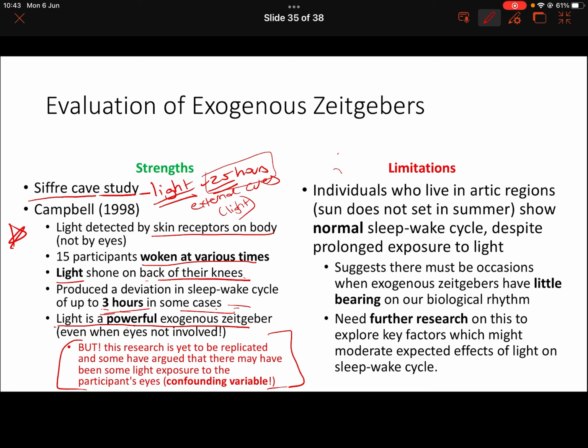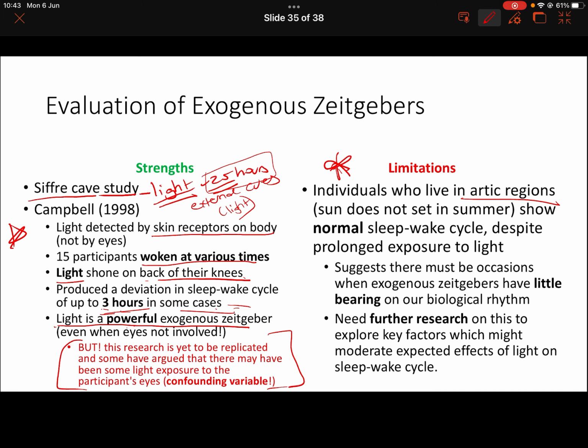Other key issues with research into exogenous Zeitgebers is that they don't have the same effect in all environments. The experience of people who live in places where there is very little darkness in summer and very little light in winter tell a different story from the usual narrative. For example, the Inuits in the Arctic Circle are said to have similar sleep-wake patterns all year round, despite spending almost 6 months in total darkness and 6 months in total light.